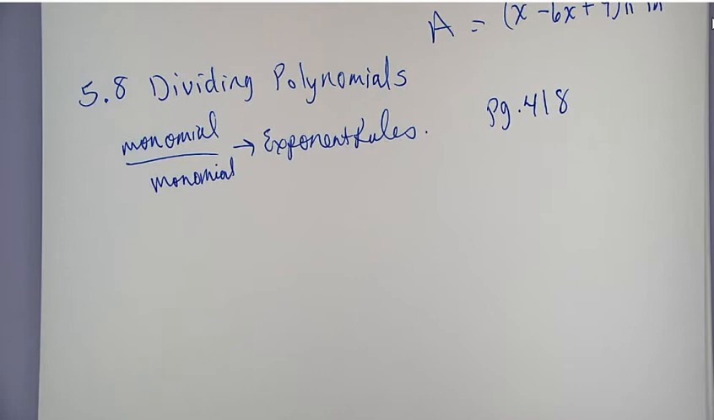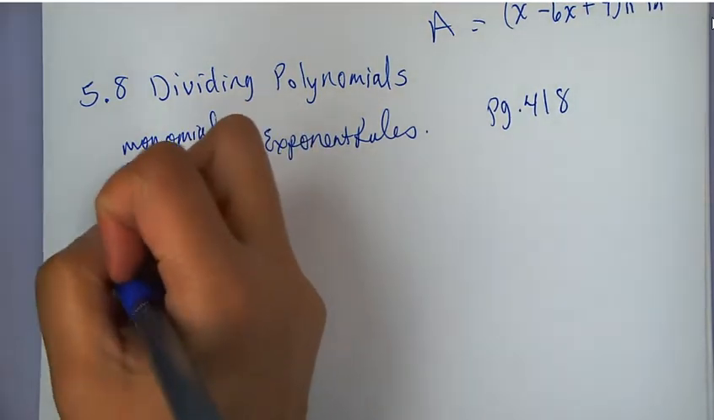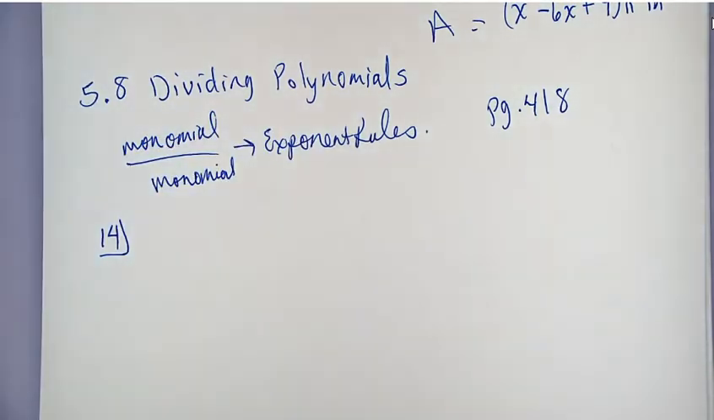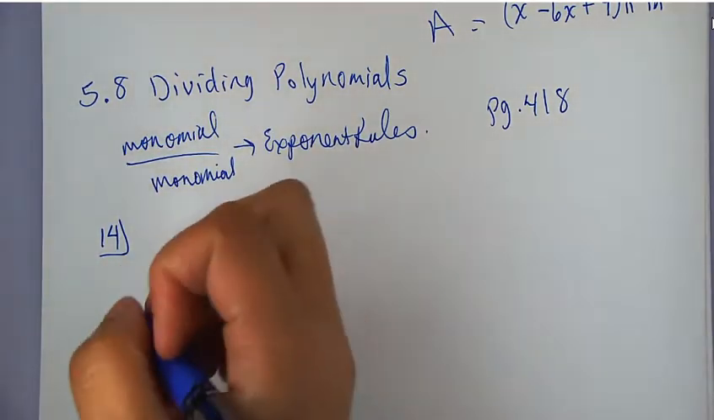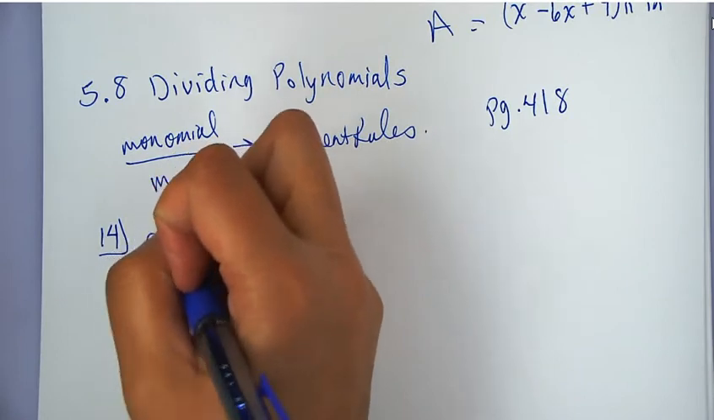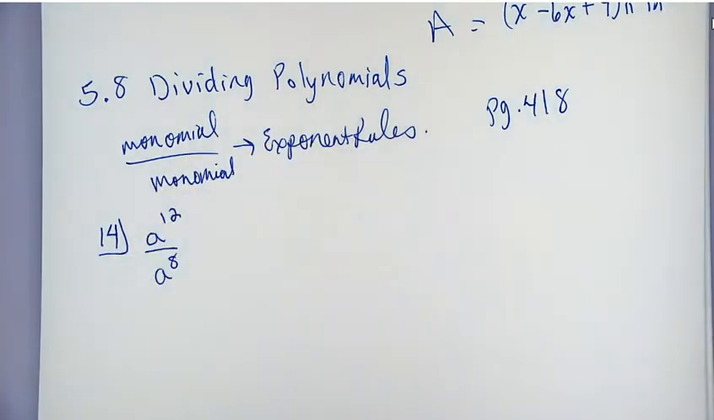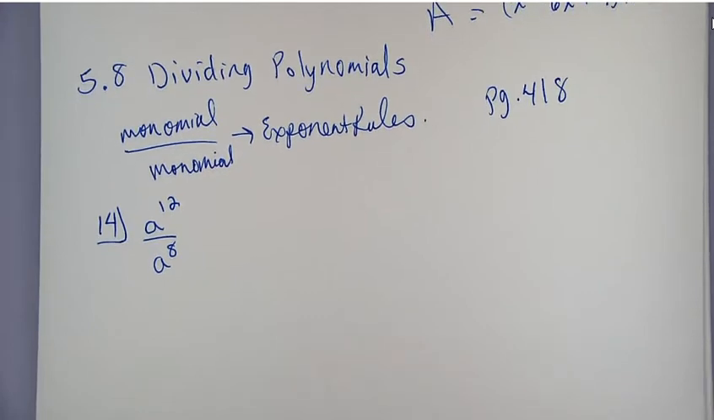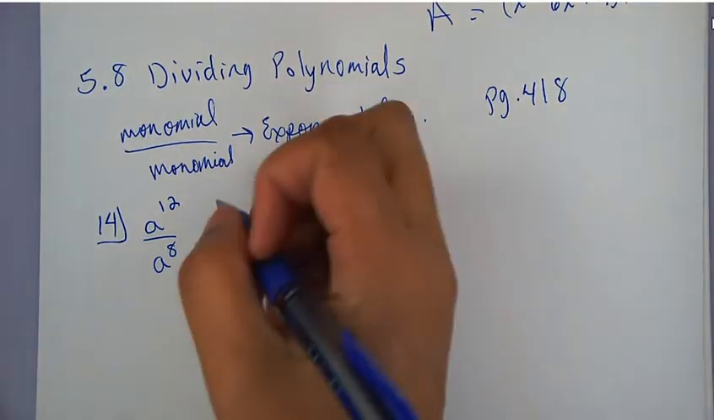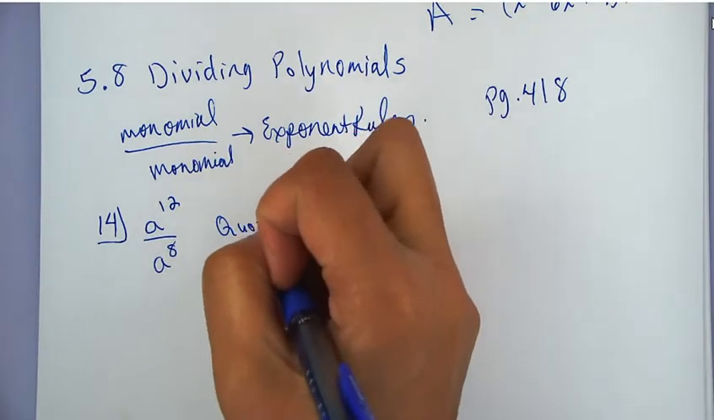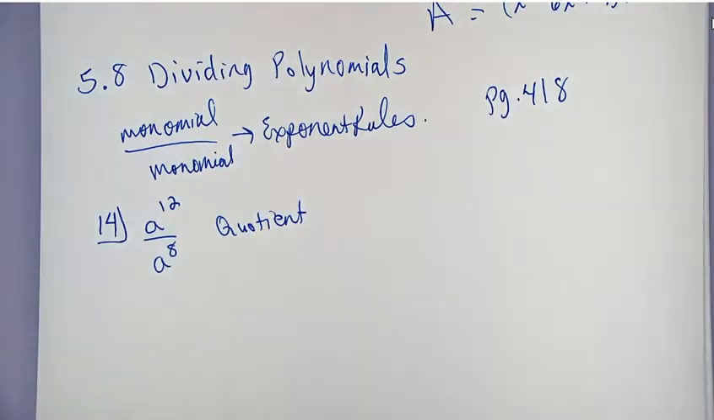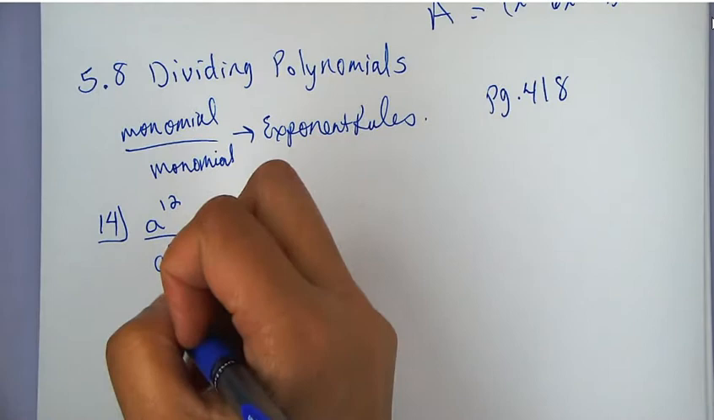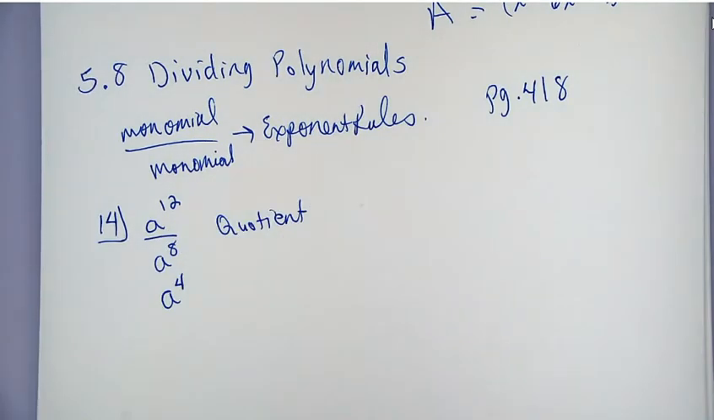Let's do number 14. Number 14 says 8 to the 12 divided by 8 to the 8th. Well, don't we know exponent rules? What can we do when we see the quotient rule? Quotient rule tells me what I can do with the exponents. I can subtract them, exactly. So I got 12 on top, 8 on the bottom, so that just leaves me with 4. 8 to the 4th, exactly, very good.